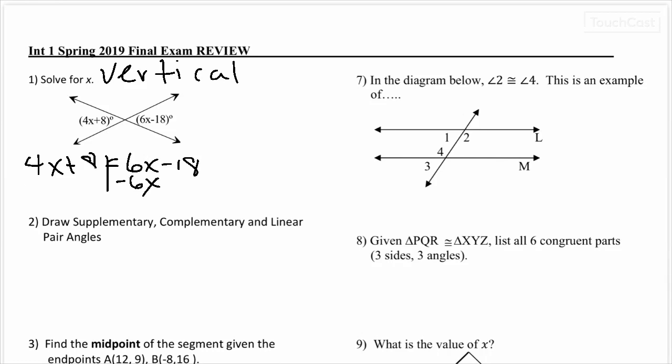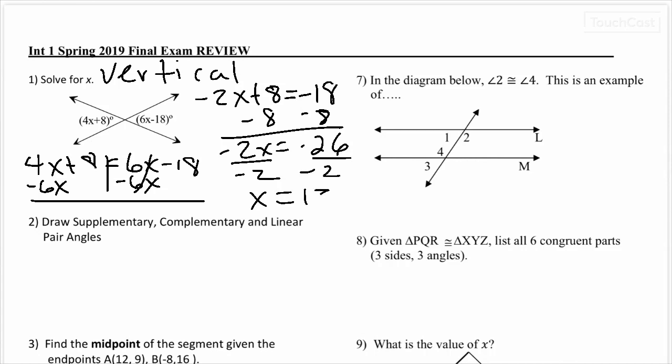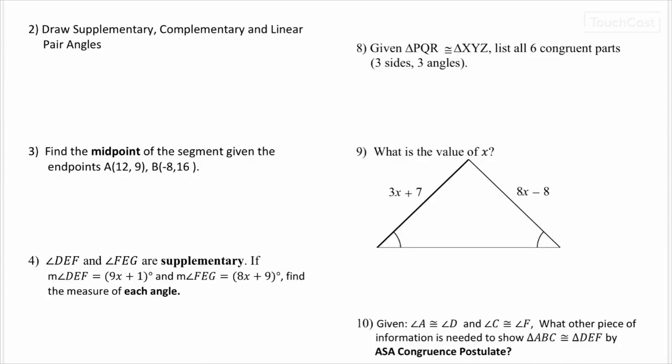I'm going to bring this x over, and I'm going to end up getting negative 2x plus 8 equals negative 18. And then I'll subtract the 8. I'll get negative 2x equals negative 26. Divide by the negative 2, and then x will equal 13. Easy peasy lemon squeezy. Okay, so now on to number 2.